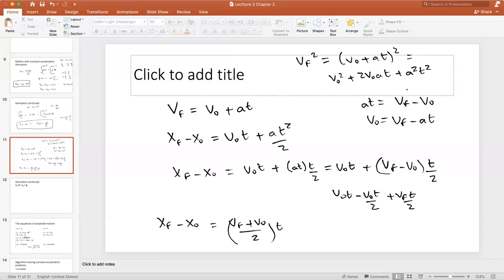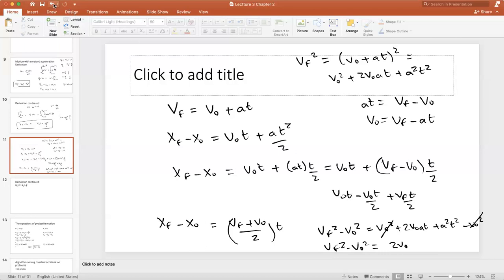Now what I want to do is solve for v final squared minus v initial squared. And what that will give me is all this. So I'll get v naught squared plus 2 v naught at plus a squared t squared, and then minus another v naught squared. And here these cancel. And so what I get is that v final squared minus v initial squared is equal to 2 v naught.